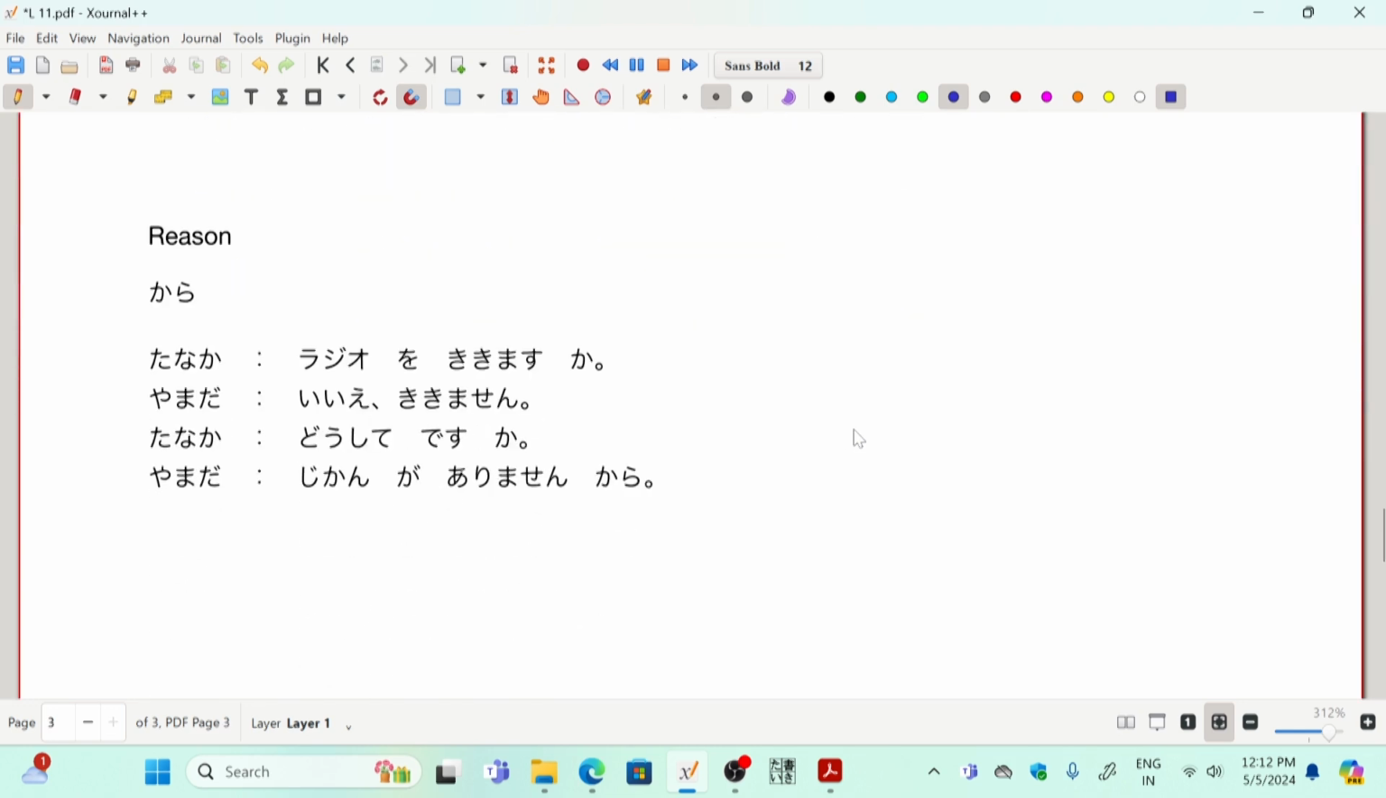Next is the pattern kara. Kara is used for explaining the reason or giving the reason. So Tanaka is saying, Radio o kikimasu ka? Radio is radio. Do you listen to radio? Radio o kikimasu ka? Kikimasu is to listen.